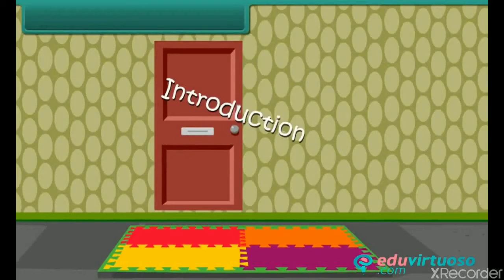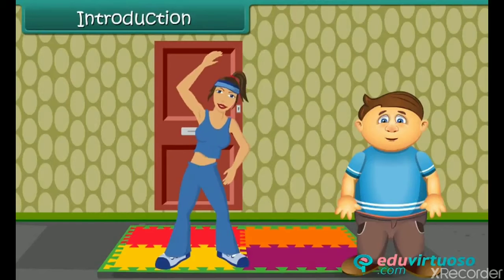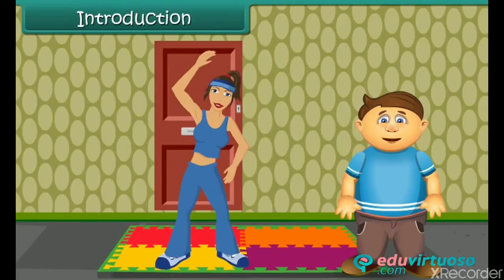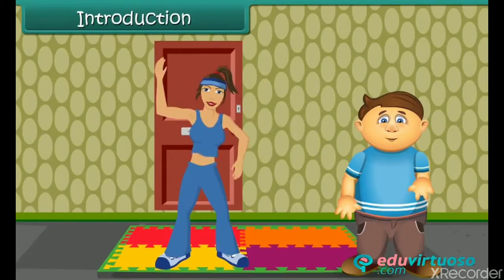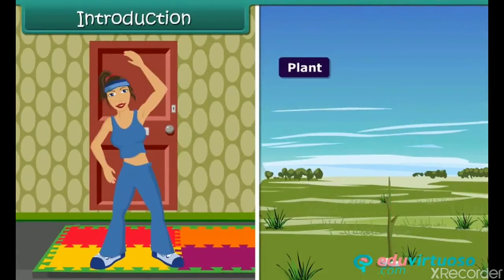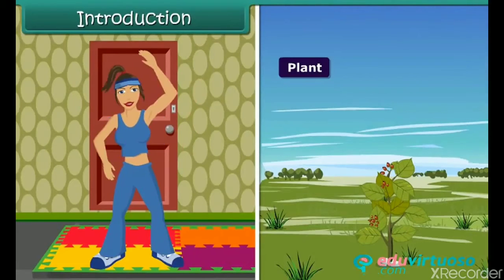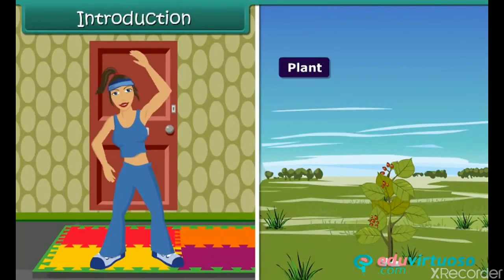Introduction. Hello, friends. I am your friend Rahul. As we all know, our body is made up of several parts. Each part of our body has its assigned job. Similar to our body, a plant also has several parts in its body. Let's learn about parts of a plant and their functions in detail.